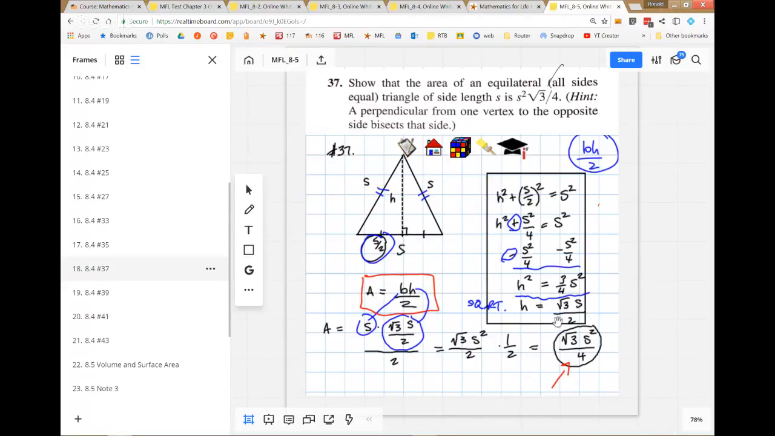Okay. Now that you know what h is, how do you find the area of a triangle? Base times height divided by 2. What's the base? S. What's the height? That's this thing we just found over here, square root of 3 times s over 2, and then that all over 2. And if you put it in the right format, guess what it comes out to? What the book asks you to find, square root of 3 times s squared over 4.